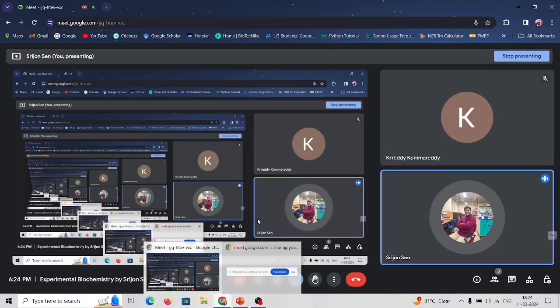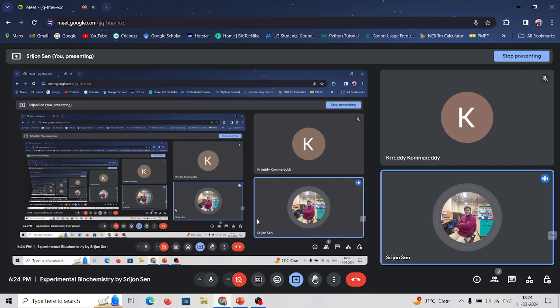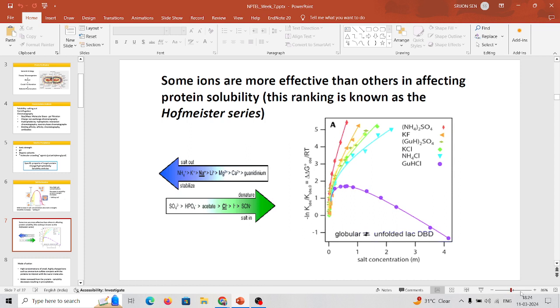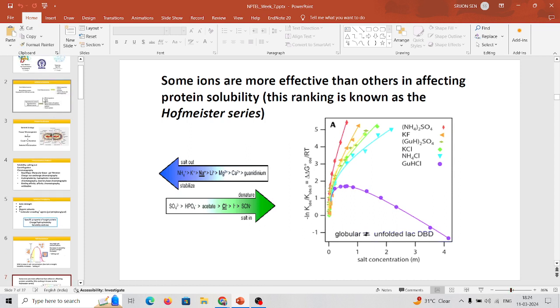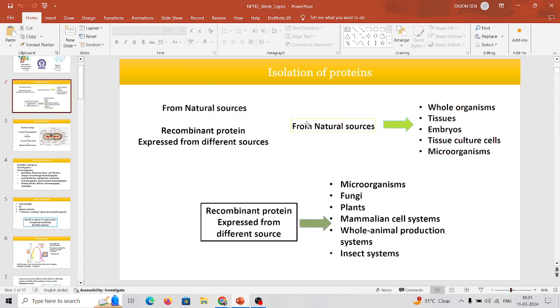So in today's class, we are mostly discussing the isolation of proteins. I'm giving you a brief summary of how much we discussed. Firstly, we discussed the different sources from which proteins can be isolated.